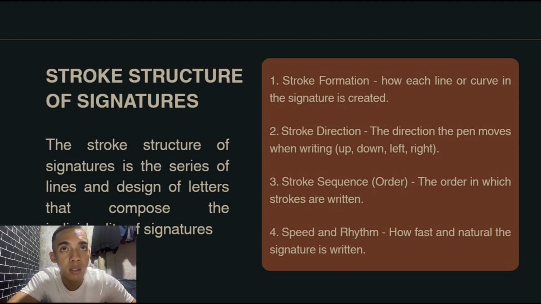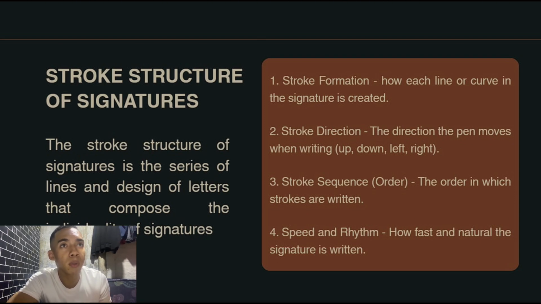Next, stroke structures of signatures. The stroke structure of signatures is the series of lines and design of letters that compose the individuality of signatures. I got this from Google, it's not in the book.